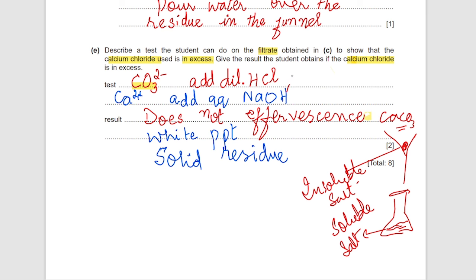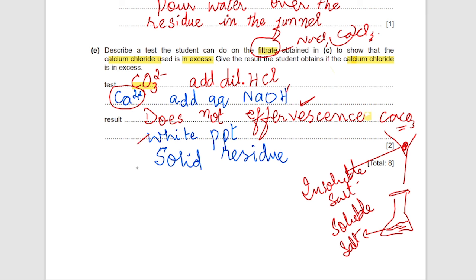If we add dilute hydrochloric acid on the filtrate, that is basically the sodium chloride salt NaCl, or we are testing the calcium chloride as well. For this purpose we have to check the calcium ion for its excess presence. So we will test for calcium ions, this is our cation. We can use aqueous sodium hydroxide to test the cation.